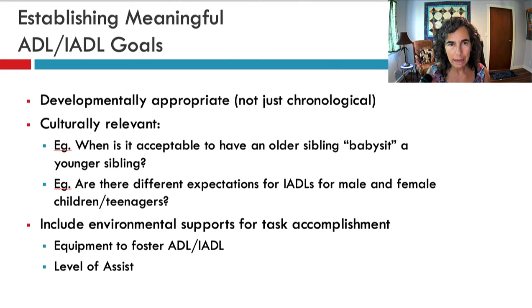Also, what are the expectations as kids grow for male and female and non-gender conforming folks? And sorry, I didn't have that on the slide. I will add that. So that's just a couple little examples of how culture can impact development. The other pieces are, at what age is dependence, interdependence, and independence in ADLs and IADLs expected and desired, right?